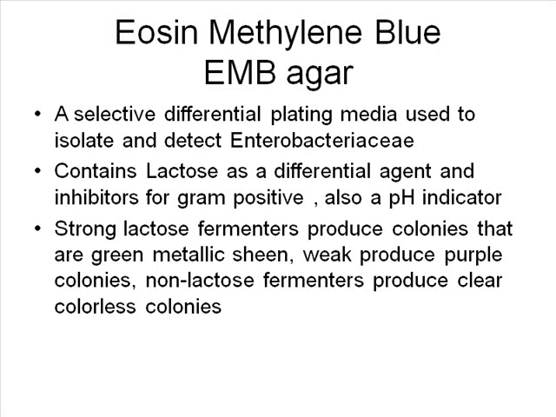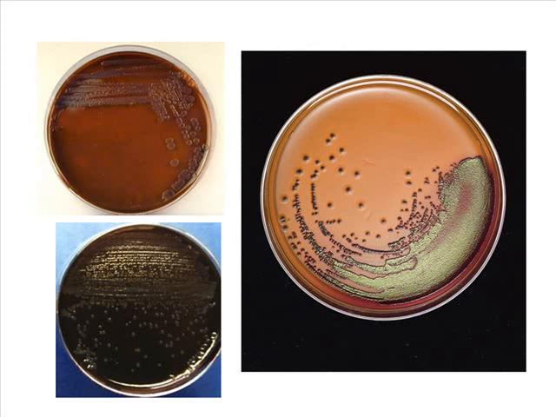EMB is a media that is used in other parts of the country. Most of the people around here in these labs use MacConkey, but EMB has lactose, and the thing about this particular plate is that E. coli will give you a green metallic sheen. So you can actually identify E. coli almost specifically with this EMB plate. Here it is. Notice the green kind of metallic sheen of E. coli.